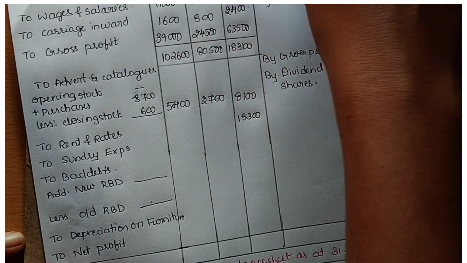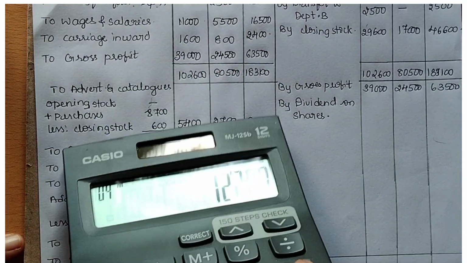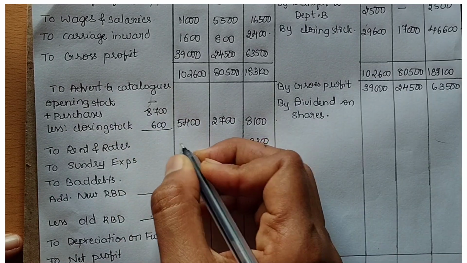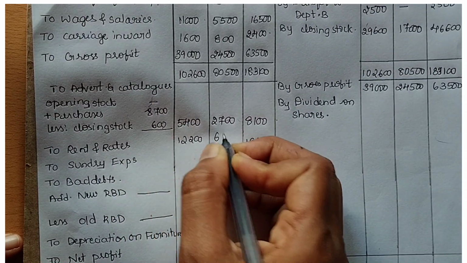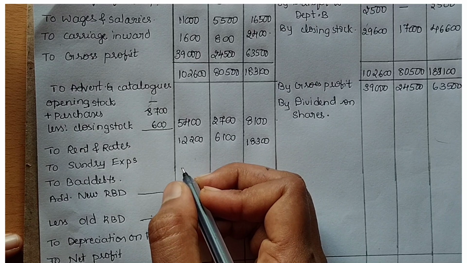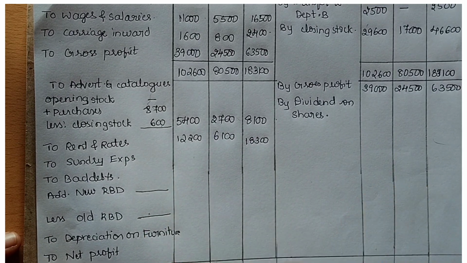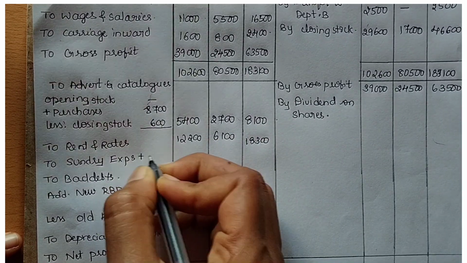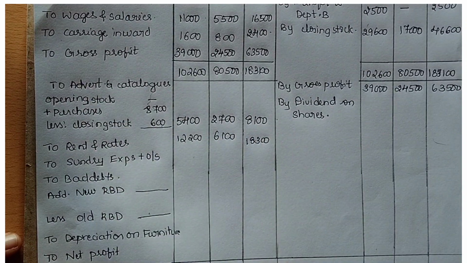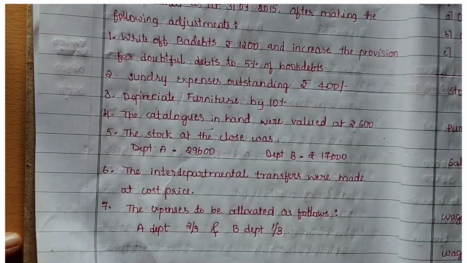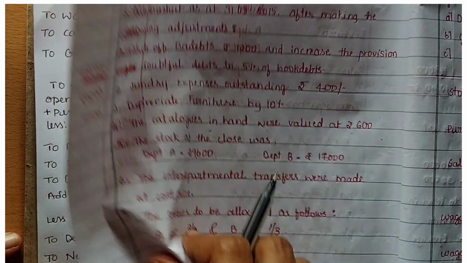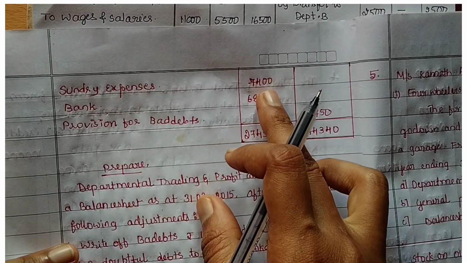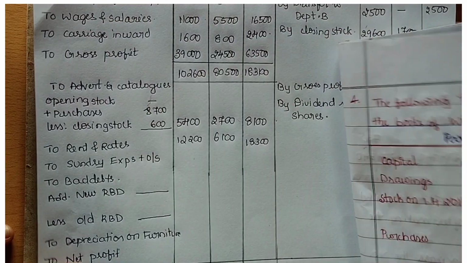18,300 into 2 by 3. How much you got? 12,200 and 6,100. What is the sundry expenses? For sundry expenses you have outstanding. Don't forget that, and add outstanding together. So here sundry expenses outstanding rupees 400, and sundry expenses how much? 7,400. 7,400 plus 400 is 7,800.